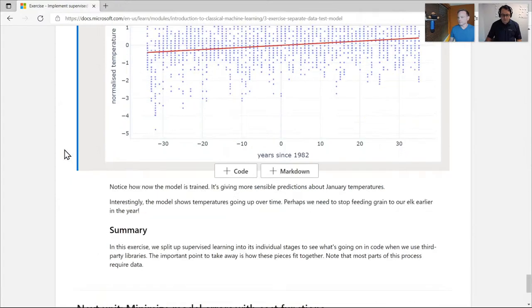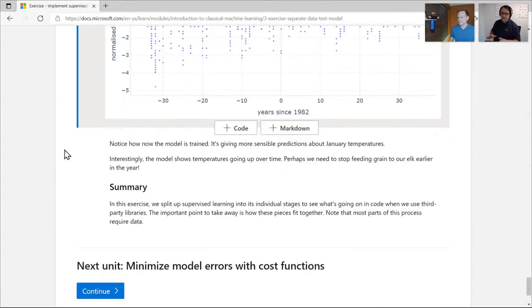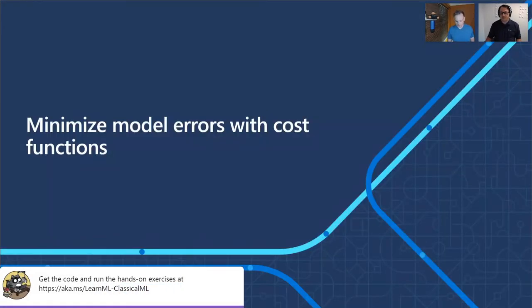Outstanding. Cool. So that's a look at setting up a simple model using classical techniques. Any other thoughts, Jason, before we head back to the slides? No, I think this is a good time to get back to the slide and continue talking about cost functions. This is really one of our more important topics today.